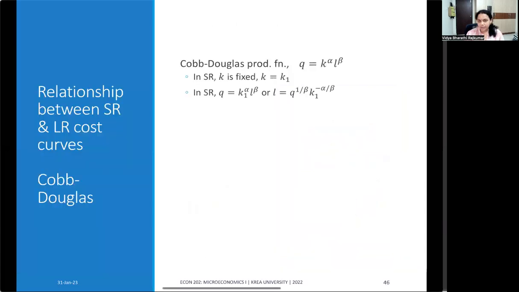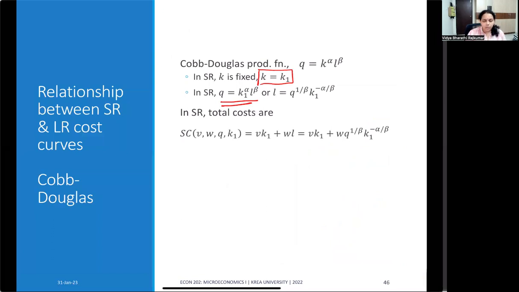We're now going to see an example with the Cobb-Douglas function, a traditional function that is given to us, and we are told that capital is fixed at K equals K1. So we rewrite our production function to reflect the short-run scenario by replacing K with K1. Now, I can go ahead and write the short-run cost function also. It'll be vK1 plus wL. And if I rewrite my production function where L is on one side and everything else is on the other, I have my short-run cost function.